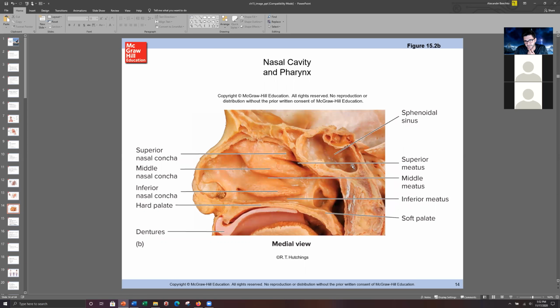So here we have another mid-sagittal section through an elderly individual or just an individual that has dentures. We can see we've got our external nares right here, the hard palate, but this is a good look at the nasal conchae. So we have our inferior, middle, and superior nasal conchae right here, okay? And then the middle, inferior, and superior meatuses are the openings after those conchae right there.